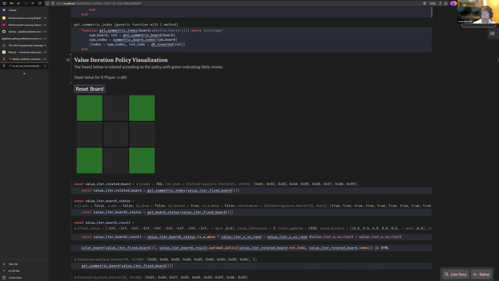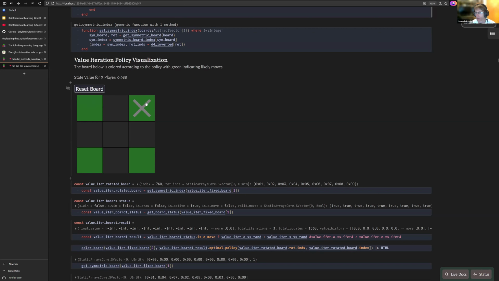Right. So in this problem, you get a reward of 1 for winning the game, at least for the X player. So you can see from this value function that the optimal policy against a random opponent has a 98.8% chance of winning. And of course, in tic-tac-toe, if you're playing an optimal opponent, you would expect to draw every game. So clearly, against a random opponent, you have a much higher chance of winning.